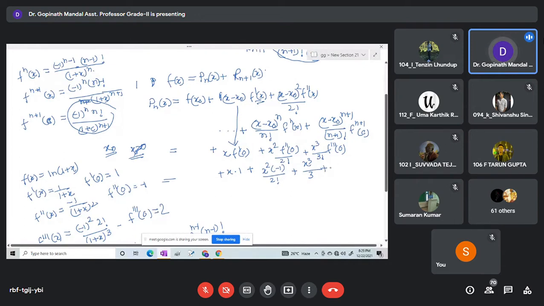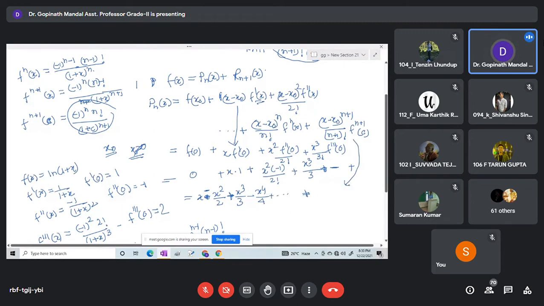Okay, you got the point? Yes, sir. And this will be a minus sign, then a plus sign, and f(0) equal to 0. So this is the series we get: x minus x square by 2 plus x cube by 3 minus x to the power 4 by 4, and so on. And what is the last term?